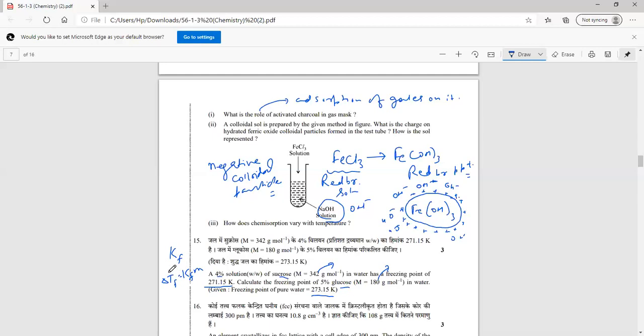where water is solvent. So now we have to find out the freezing point for 5%. So for 5% we will find out molality. We will use the value of Kf and then we'll find out the value of delta TF. After finding the value of delta TF, we will subtract the same value from 273, and that will be the freezing point of the glucose when glucose will be at 5% solution.